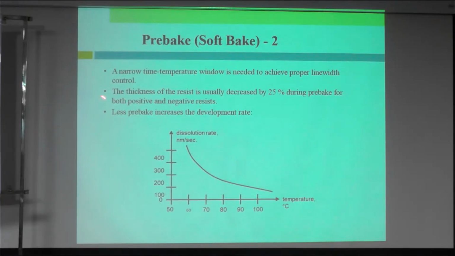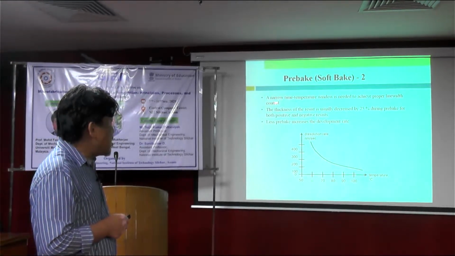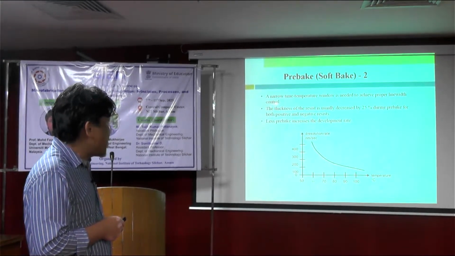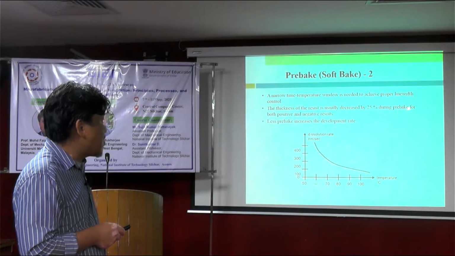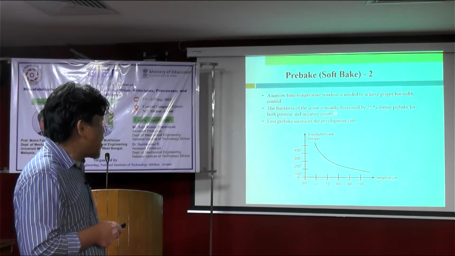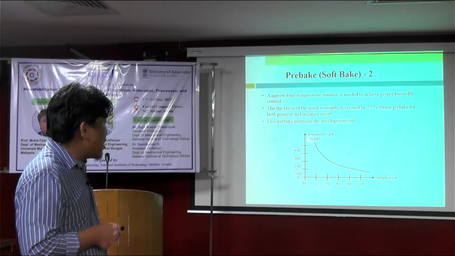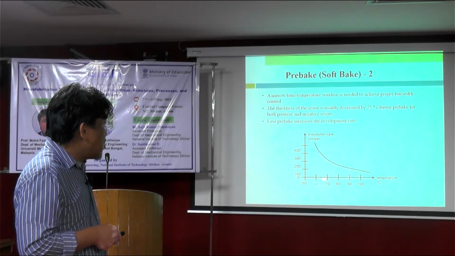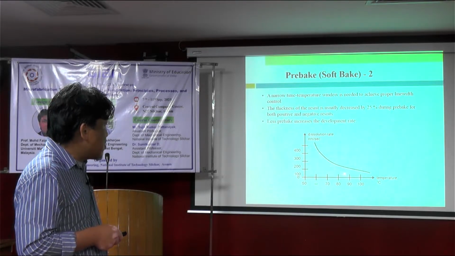So a narrow time-temperature window is needed to achieve proper line width control. So after pre-bake, the thickness of the resist is usually decreased by 25% during pre-bake for both positive and negative. So this is the temperature and dissolution rate. So you get different thickness when you go into higher temperature.